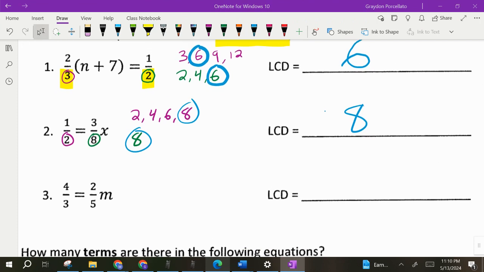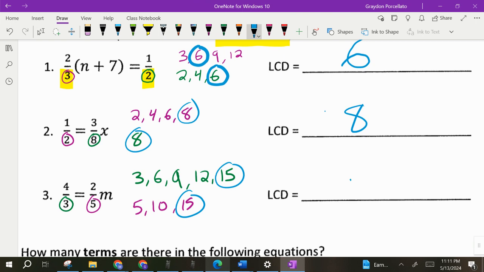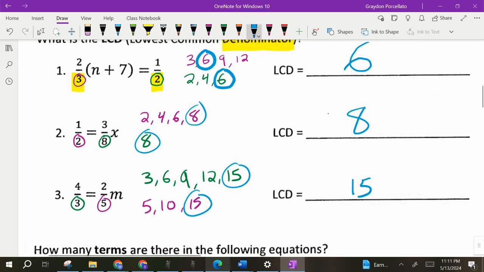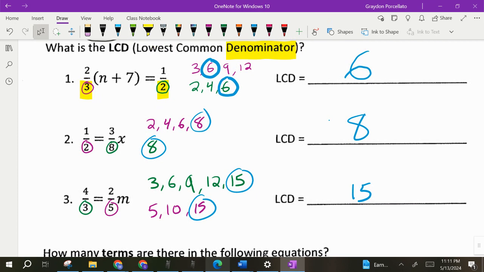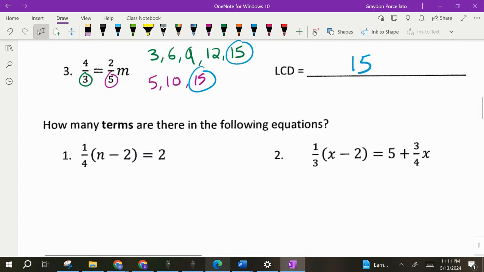Okay, let's try 3 and 5. So let's count by 3s. 3, 6, 9, 12, 15. Okay, if we know our times tables, we might recognize that 15 is a multiple of 5, right? 5, 10, 15. Oh, there we go. 15. Our lowest common multiple in this case is 15. Okay. Now that's going to be important when we're doing questions involving fractions. All right. So let's scroll down a little more.